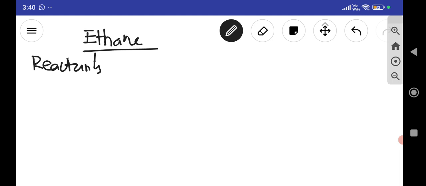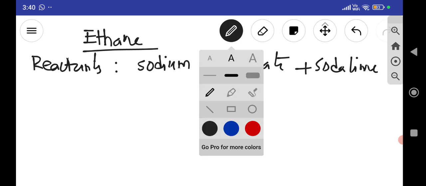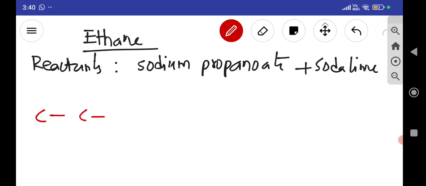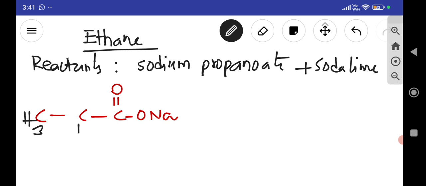Suppose you want to make ethane. Once again you can write the reactants. So what are the reactants? We have sodium propionate and soda lime. The same reaction, decarboxylation. Prop means 3 carbons, so we have COONa like this, CH3, here CH2. So this is called sodium propionate.